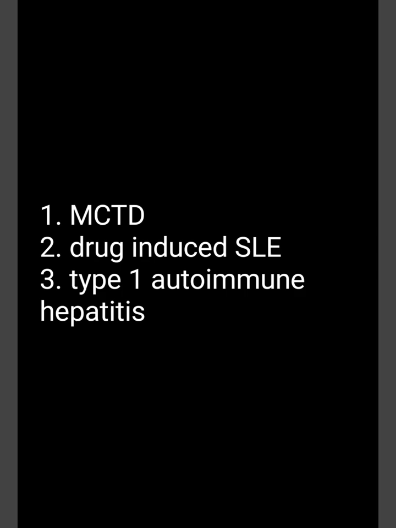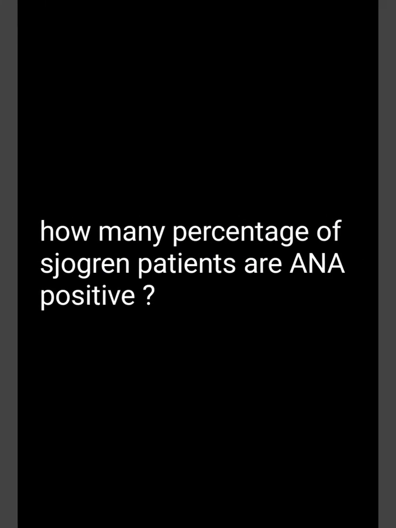Which disease has 100% of its patients ANA positive? 1. MCTD. 2. Drug-induced SLE. 3. Type 1 autoimmune hepatitis. What percentage of Sjogren patients are ANA positive? 85%.